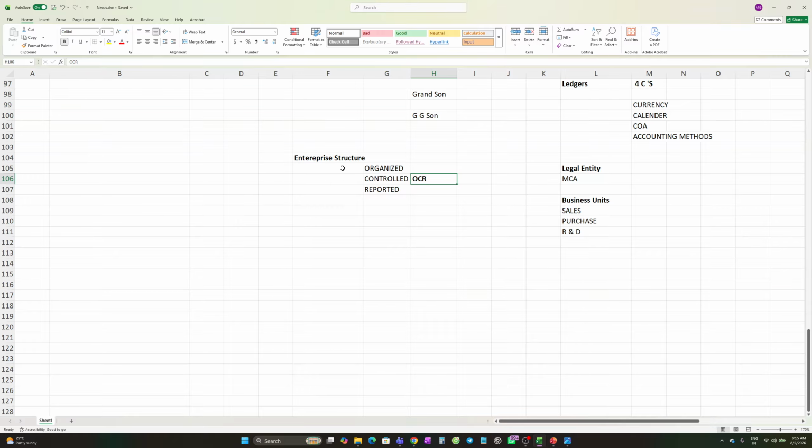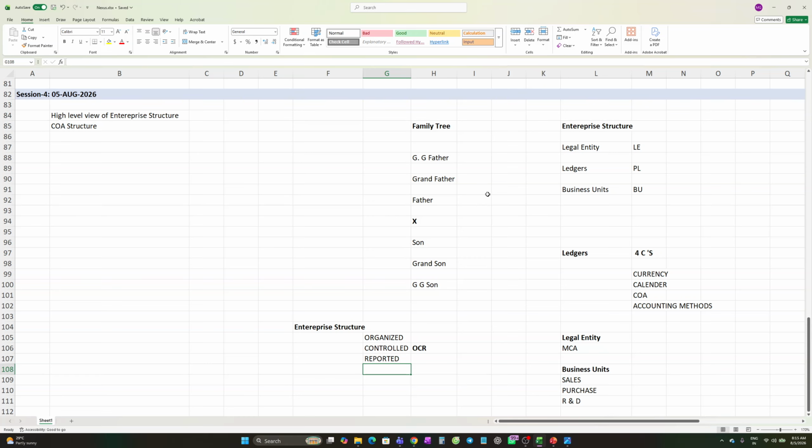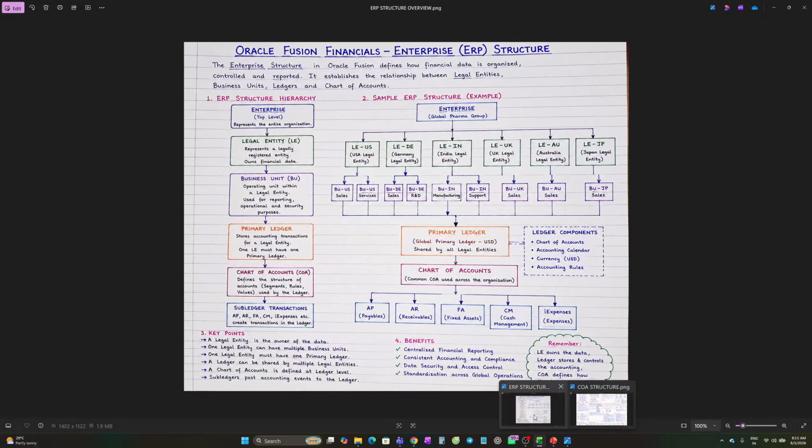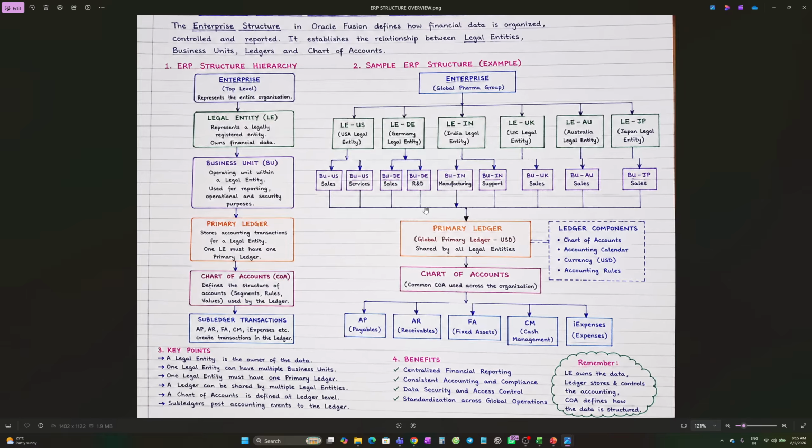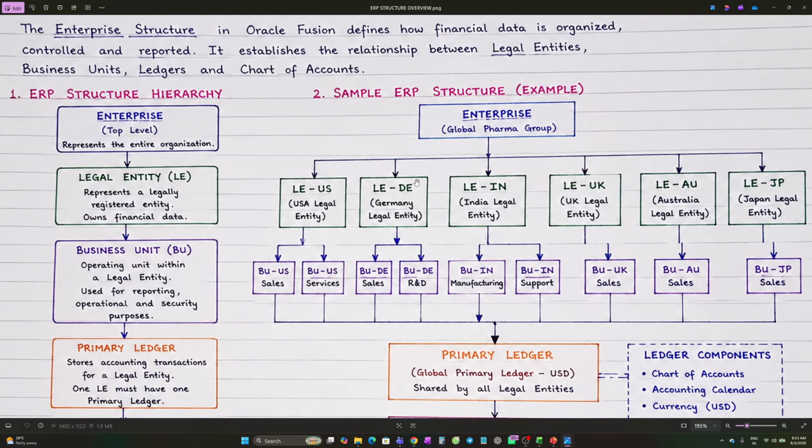See, what is enterprise structure? The enterprise structure is nothing but how the financial data is organized, controlled, and reported. And we need to understand the link, the relation between the legal entity, ledger, and business units. We can call it an enterprise structure. This whole enterprise structure we can see in the notes. This is the enterprise structure notes I have prepared myself. First we focus on the definition, then we'll move to the enterprise structure hierarchy.